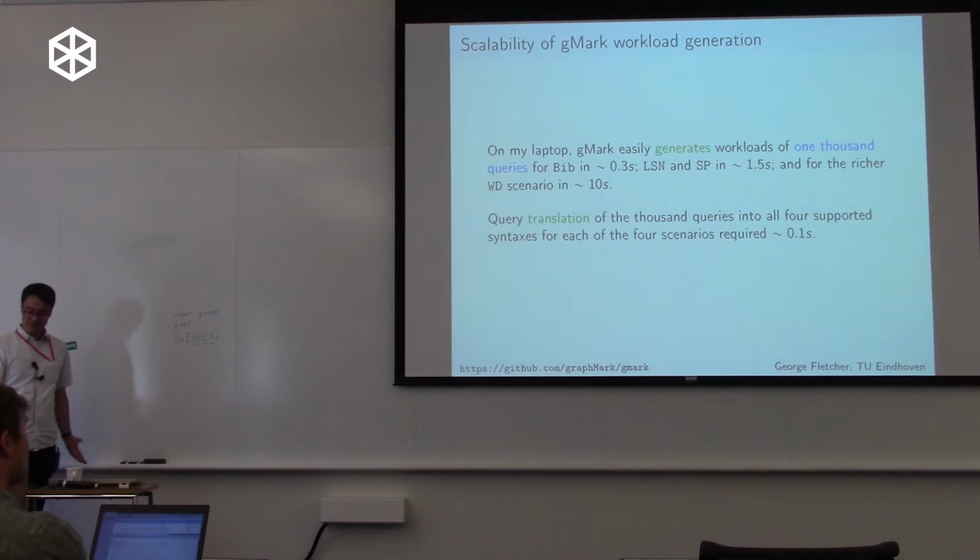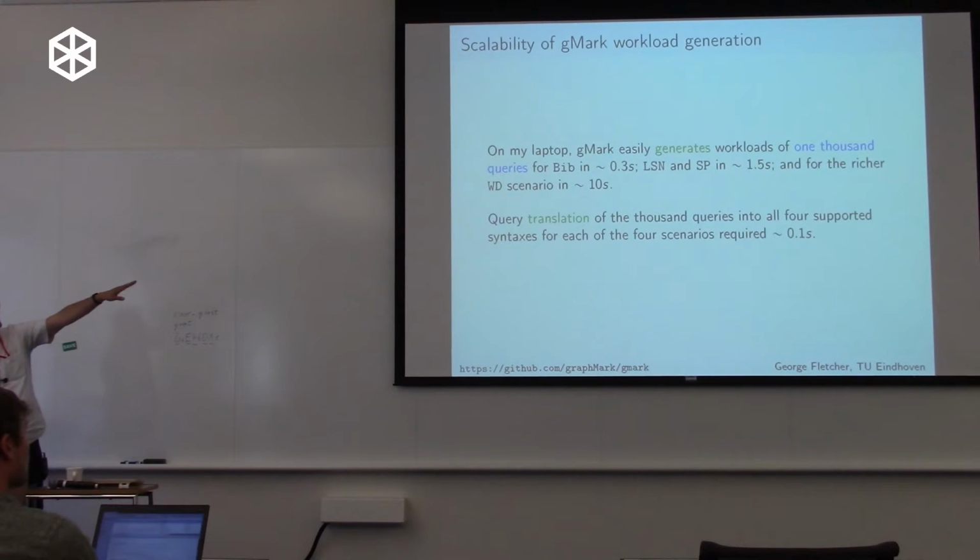Just a note, so how scalable is this? On my laptop, I was just looking at how quickly we can generate these queries. We can generate 1,000 queries in each of these scenarios. Bib is actually under a second, so tenths of seconds. The slightly more complex schemas are on the order of seconds, and the really dense and richer watt-div scenario is on the order of, say, 10 seconds to actually generate the UCRPQs. Running all 1,000 queries in all 4 syntaxes that we support for each of these use cases took about 1/10 of a second, right? And this is just on my wimpy little machine here, so it's not a bottleneck to generate very large workloads.